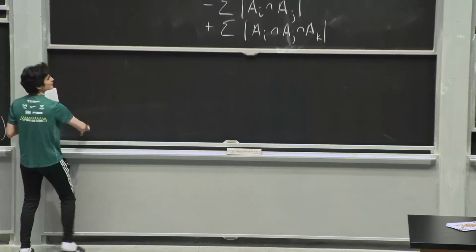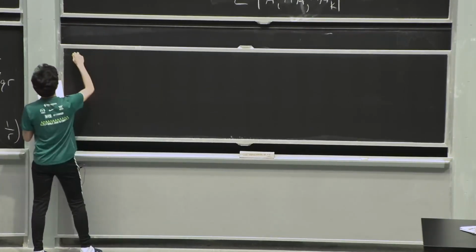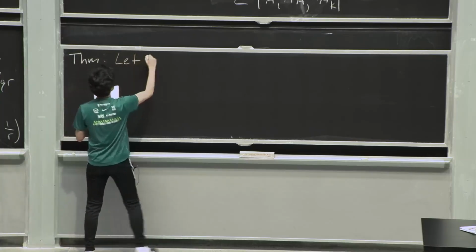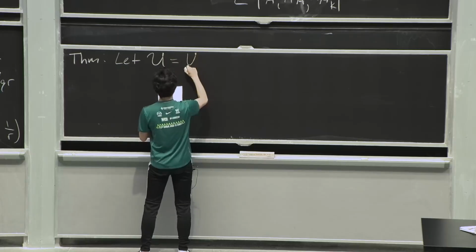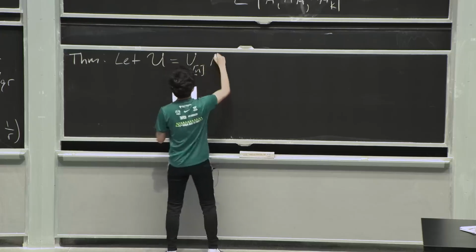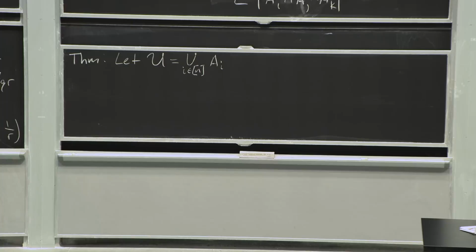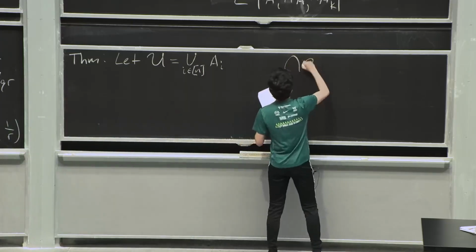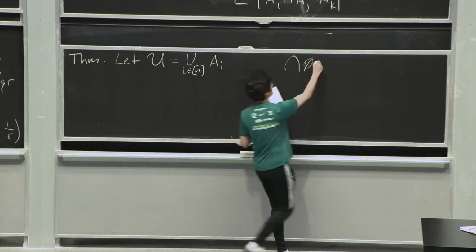So perhaps a more formal way of expressing this is the following. Suppose we have some set U, which we're going to say is a union of n sets. So this is going to be our universe of discourse. By convention, if we intersect no sets, this is just going to be U.